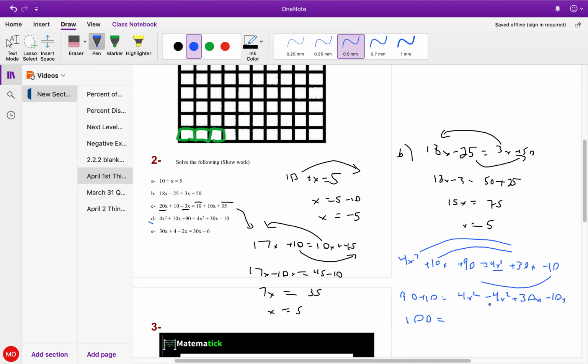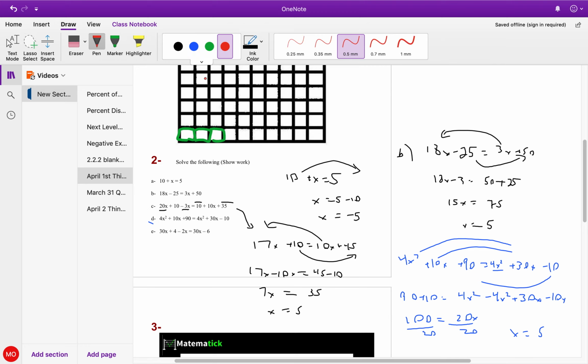4x squared minus 4x squared is going to equal 0, so that's going to cancel out. And this is going to equal 20x. Then we're going to divide by 20. So x is going to equal 5.